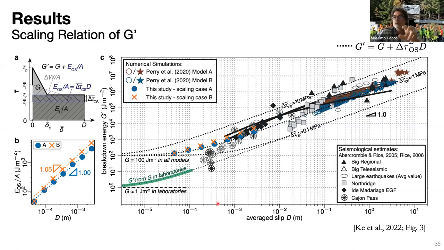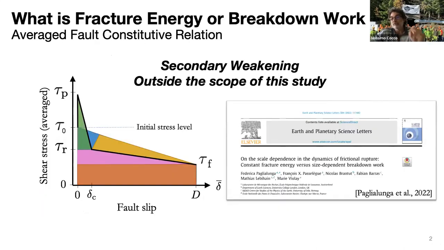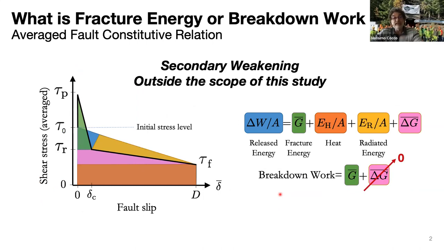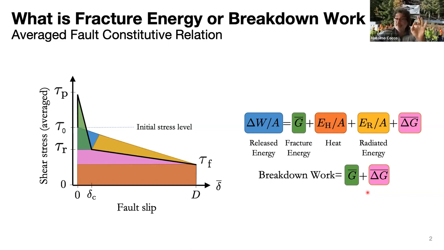So the breakdown work contains anything that is dissipated on the fault zone. And the interpretation of the breakdown work strongly depends on the way in which shear stress evolves with slip. So I disagree with putting the breakdown work as a portion of this picture, because the breakdown work, by definition, is the integral of everything, including the green. So the breakdown work is the integral of the stress integrated versus slip.